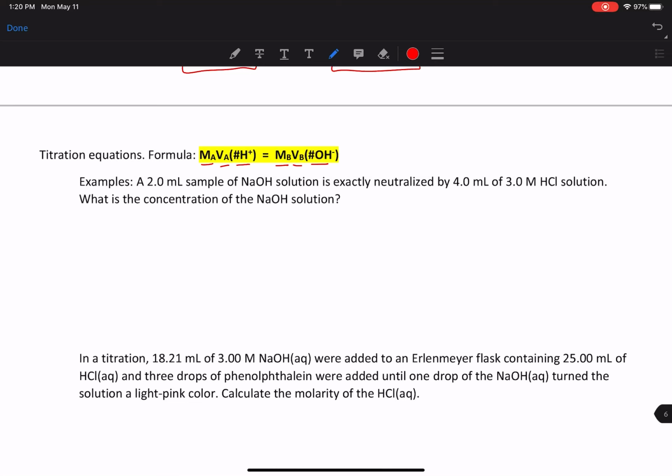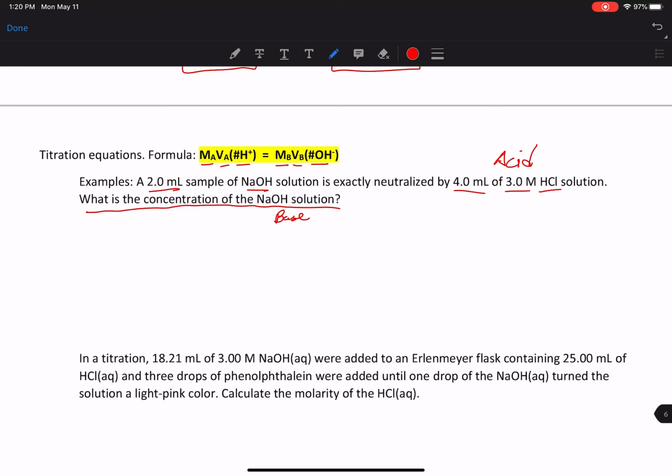Okay, so the first question says a 2 milliliter sample of NaOH solution is exactly neutralized by 4 milliliters of 3.0 molar HCl solution. All right, so let's extract some of the data here. So we have HCl, 3 molarity, 4 milliliters. This is your acid side. NaOH is a base. We have 2 milliliters. We don't have the concentration. It also says what is the concentration of the NaOH, so that's what we're solving for. And this is your base.